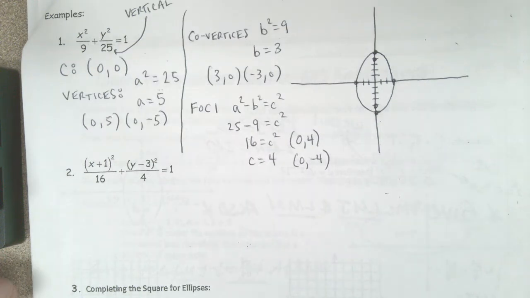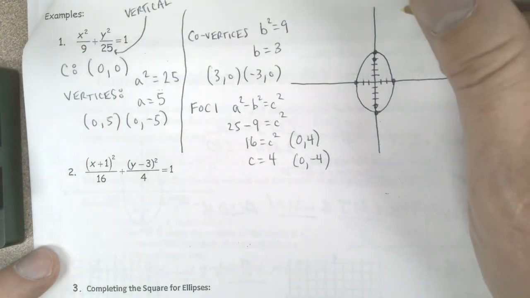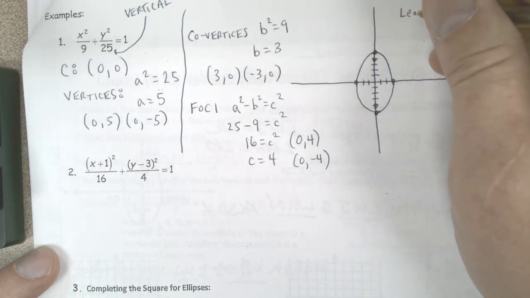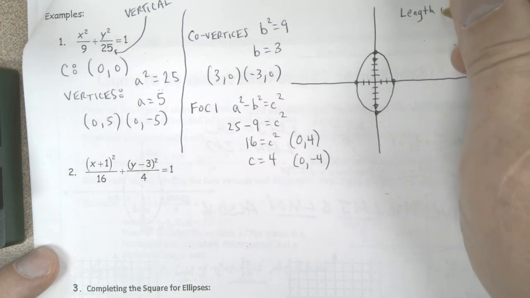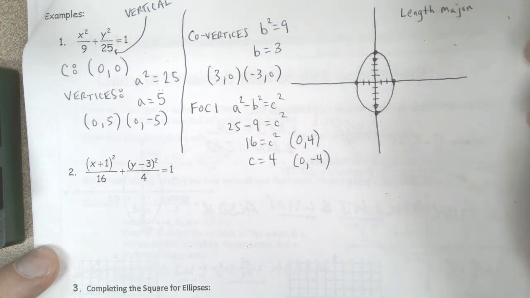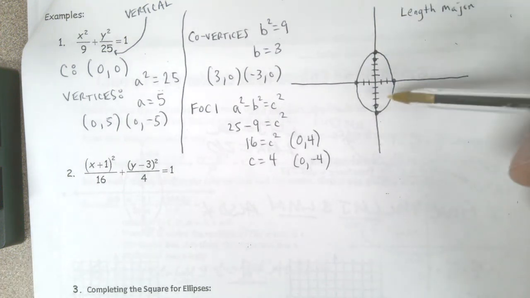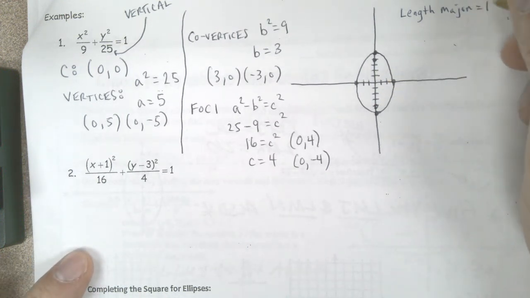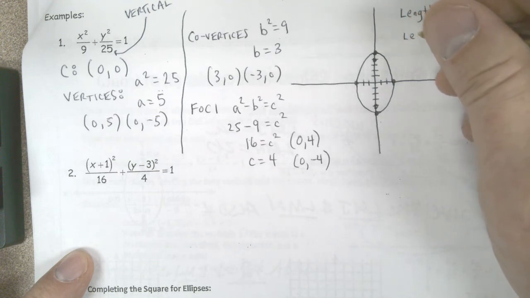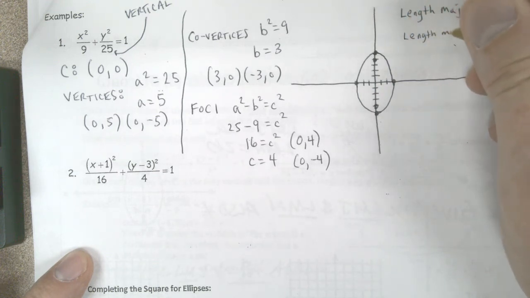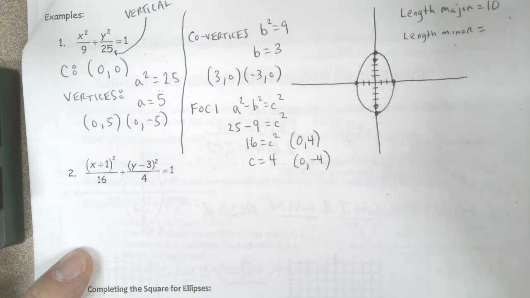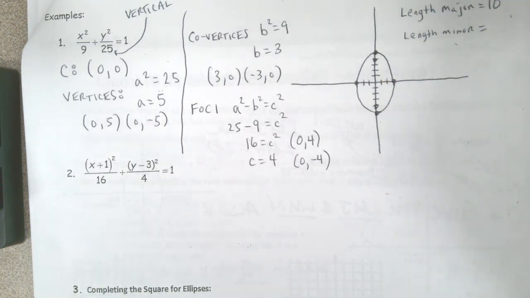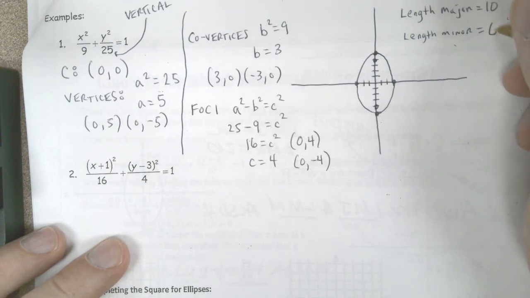The other thing that we're going to find here is the length of the major axis. Which really, you can count it here, or you can, again, it's 2 times a, so the length of the major axis is going to be 10. The length of the minor axis, we know that b is 3, so the length of the minor axis would have to be 6. That's 2 times b.